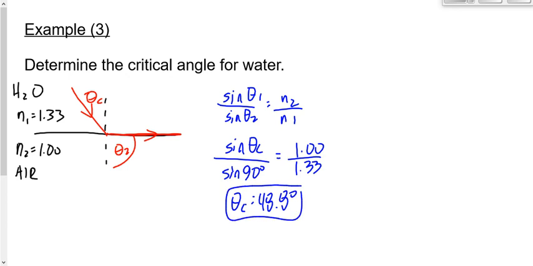The critical angle for diamond is something like 24 degrees. I can't remember the exact number, but something like 24. So clearly you can see if the critical angle is that much smaller, it's way easier to get light reflecting when you only have to exceed 24 than when you have to exceed 48 degrees or 49 degrees.